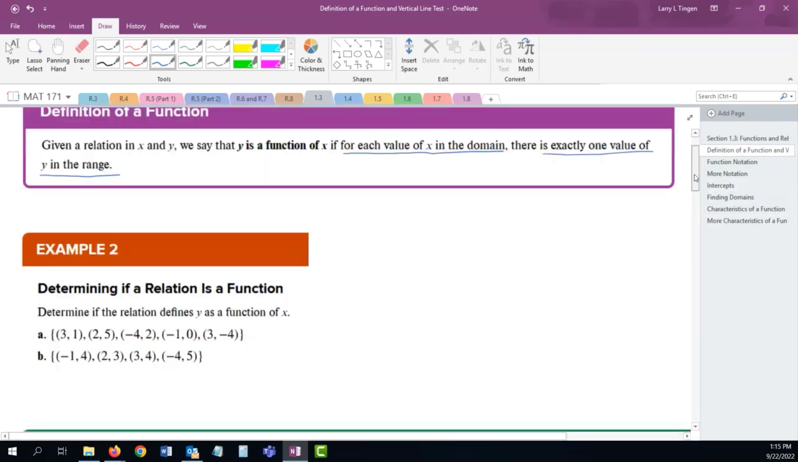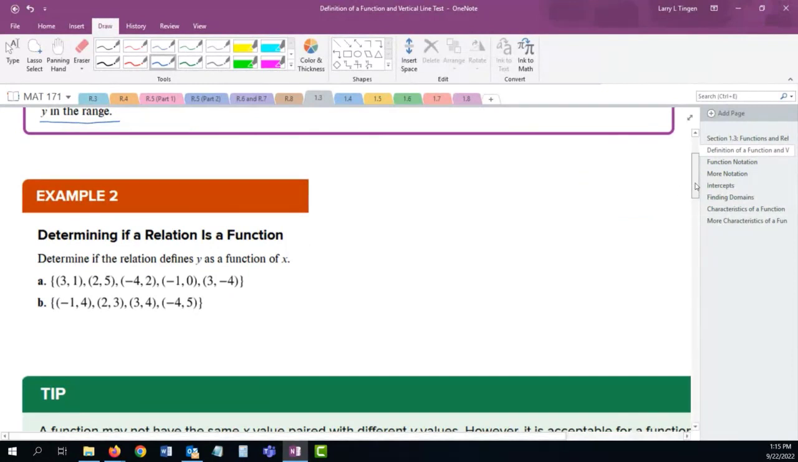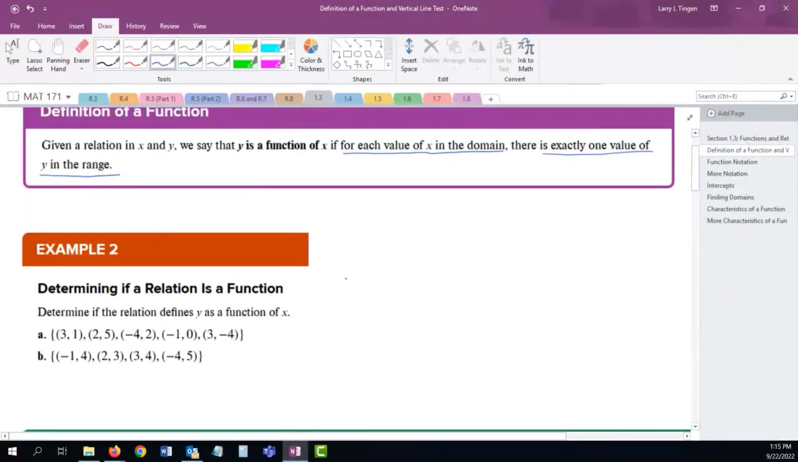All right, so let's take a look at these two examples and determine, are these functions or are they not? So if I keep the same idea from the last, I've got a domain, I got a range, and this is A. So the domain, you're exactly right. The domain is going to consist of 3, 2, -4, -1, and there's 3 again. Okay, so we got a problem. The range consists of 1, 5, 2, 0, and -4.